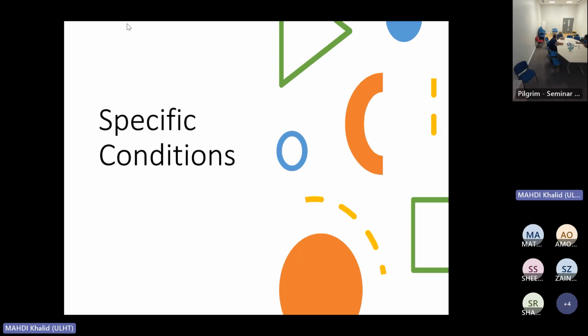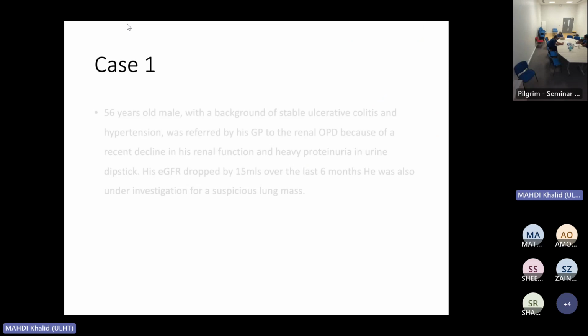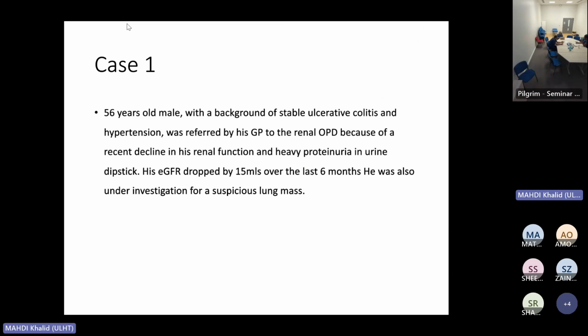So I'll try and make this quick, but we're still going to cover these conditions with a bit of information about each one of the commonest ones. But we start with some cases. I'll let you read this.